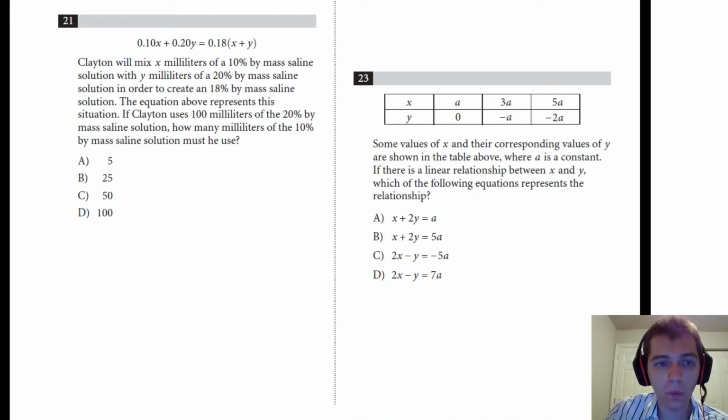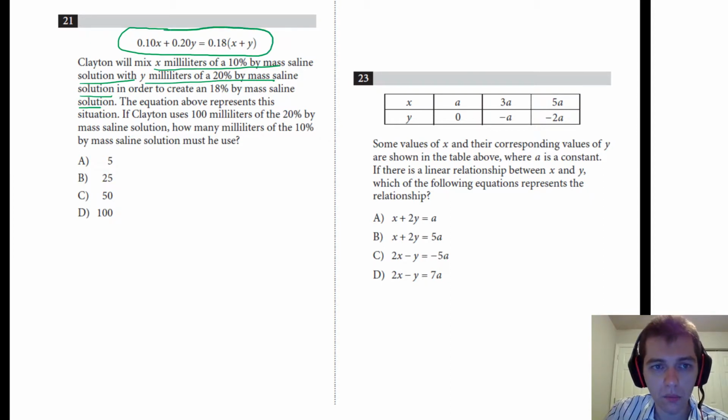Okay, problem 21. Clayton will mix X milliliters of a 10% by mass saline solution with Y milliliters of a 20% by mass saline solution in order to create an 18% by mass saline solution. The equation above represents the situation. So basically they're giving you an equation to represent everything they just told you above. Don't jump to a chemistry mode. They start talking about saline solutions and percent mass, and it's easy to jump into a chem mindset and start thinking about all the equations you learned in chem. You don't need it. All you really need is the equation that they're giving you. Everything they told you is represented by the equation, so don't worry about the chem stuff.